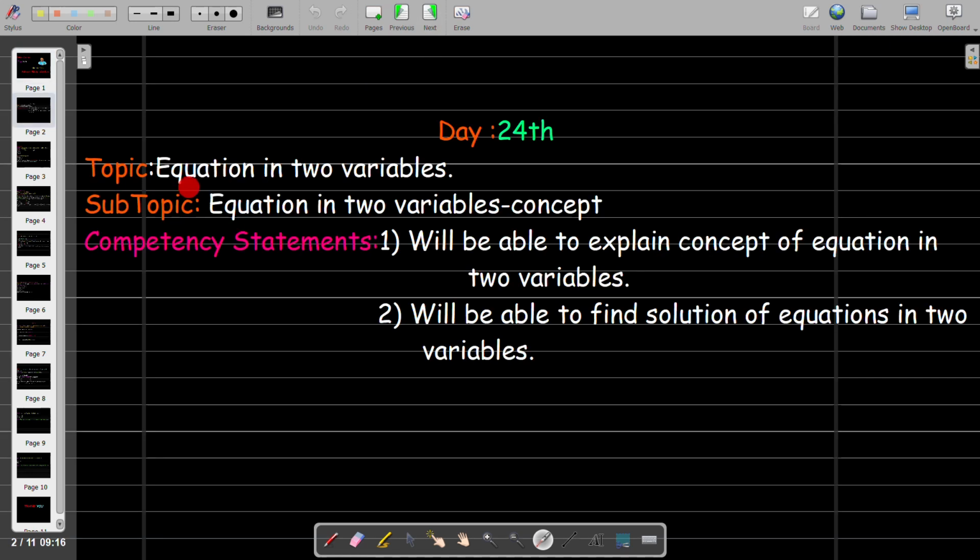Today we will learn the topic equation in two variables, and the equation in two variable concept. If you observe this video, then you will be able to explain the concept of an equation in two variables. Also, you will be able to find the solution of an equation in two variables.